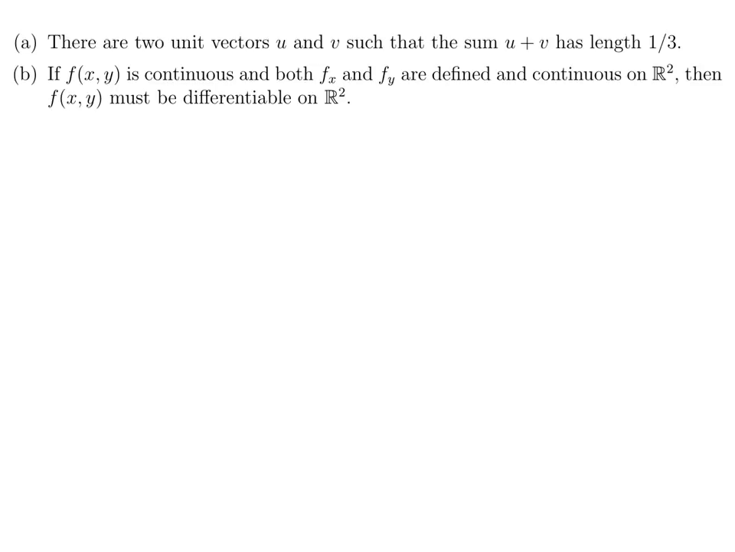Let's start with the true false. The first one is a basic question about vectors. The statement is: there are two unit vectors u and v such that the sum has length a third. This is true. The way to see this is to think geometrically about what adding unit vectors means. If I have a unit vector u and I add some vector v, you put the tail of v at the head of u, and so on.